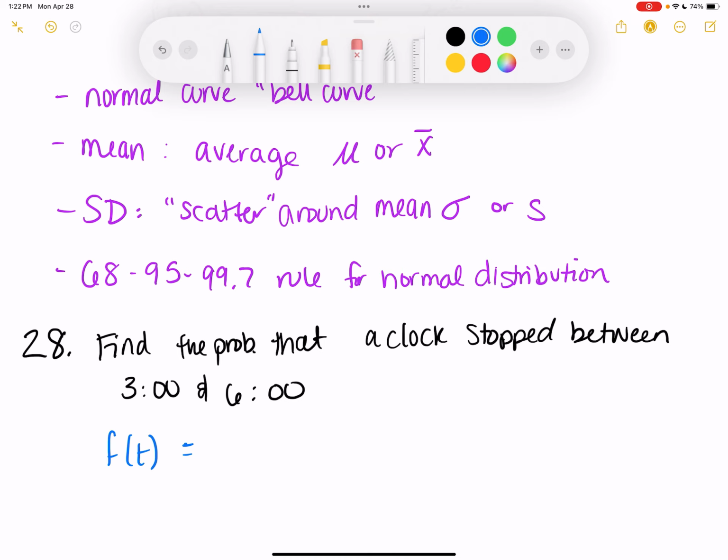So it would happen twice in a 24-hour period, or 1 out of 12, for 0 less than or equal to t less than or equal to 12. And otherwise, it's 0.